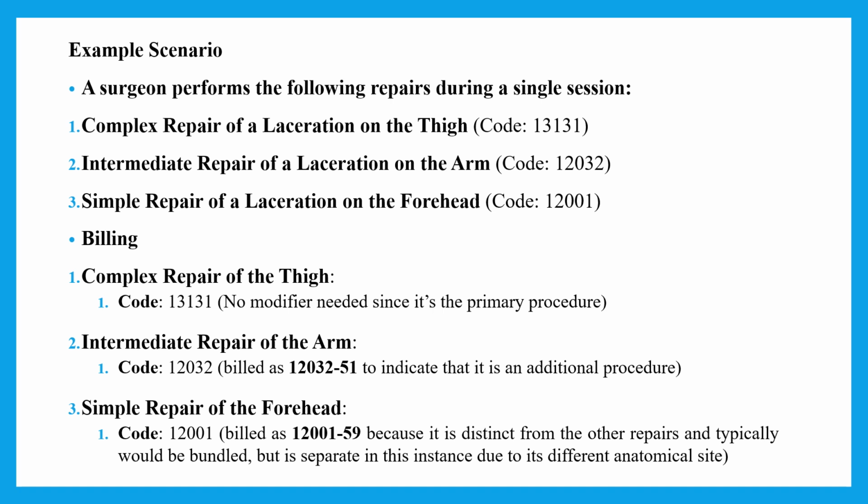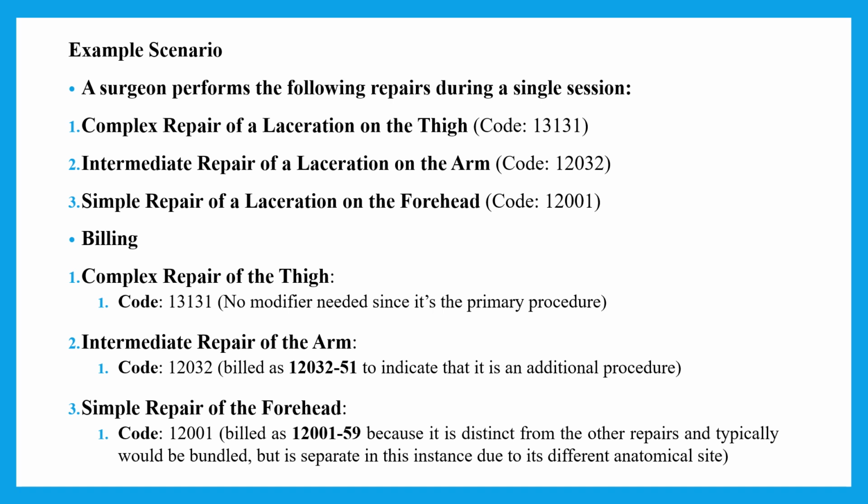A surgeon performs the following repairs during a single session. Complex repair of a laceration on the thigh. Intermediate repair of a laceration of the arm. Simple repair of a laceration of the forehead. What is our rule? Add modifier 59 or 51 to the simplest procedure. The complex repair is happening in the thigh; this is not the simplest form, so you should keep the complex procedure as the primary code. No modifier is needed since it is the primary procedure.